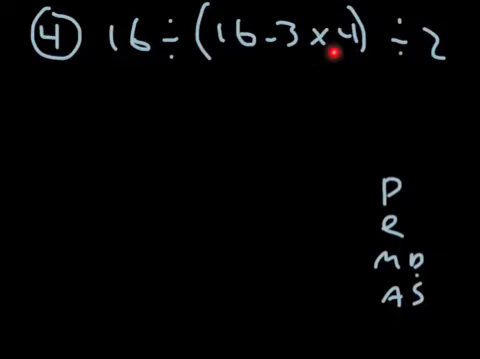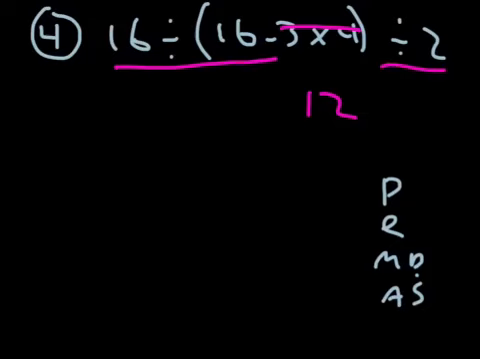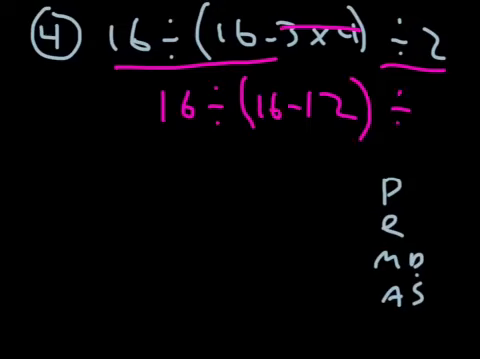So I'm with my parentheses. There are no exponents within my parentheses, but there is multiplication right here, so I have to do that first. 3 times 4 is 12. So I'm going to go ahead and write 12 here for 3 times 4, and then write everything else as it is. So all this I need to write. 16 divided by parentheses 16 minus 12 divided by 2.